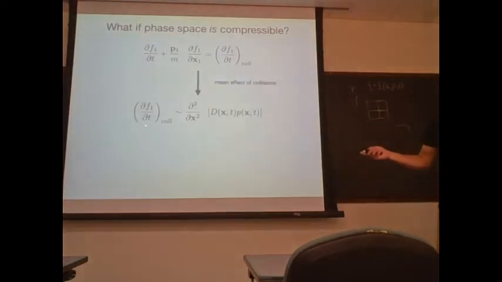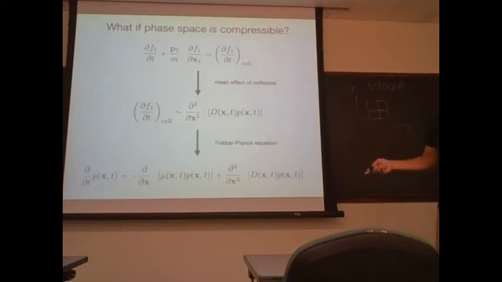Approximate the collision integral as some kind of tendency for it to spread. So this P would now be like an F1. And if you plug this in, then you can write down an equation. So I'm now just transforming F1 into this P, probability density. And you get an equation describing how this probability spreads.